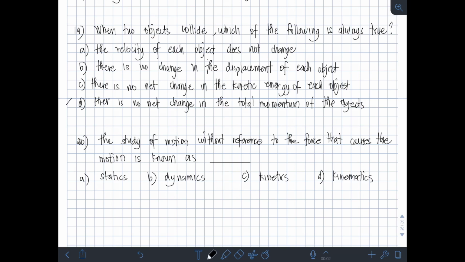20. The study of motion without reference to the force that causes the motion is known as blank. A. Statics, B. Dynamics, C. Kinetics, D. Kinematics. The correct answer is letter D. Kinematics.